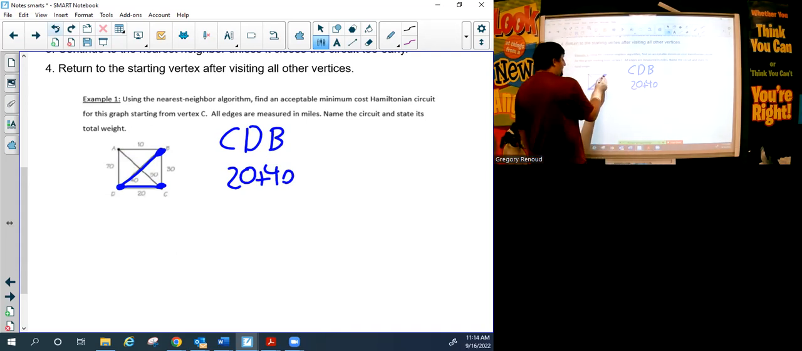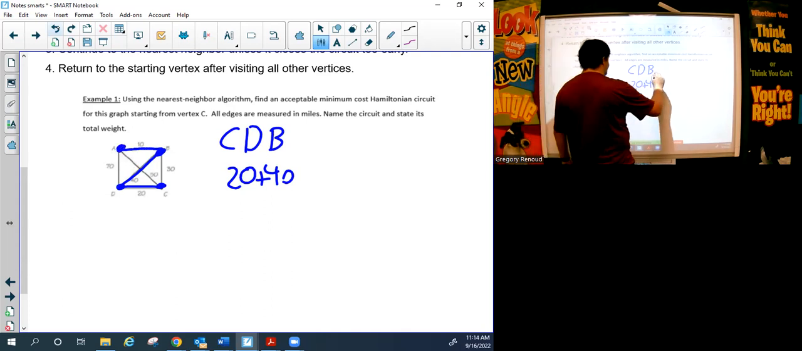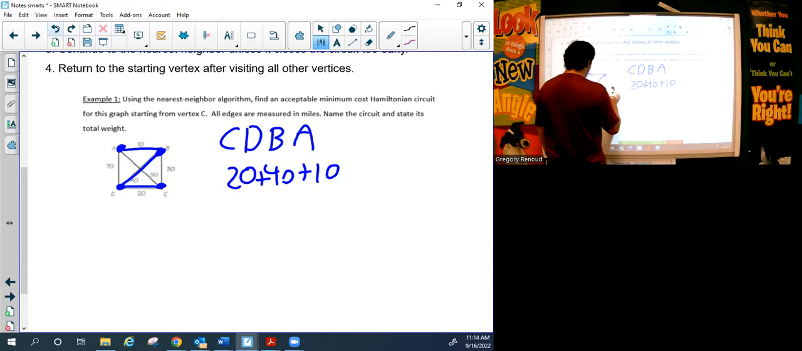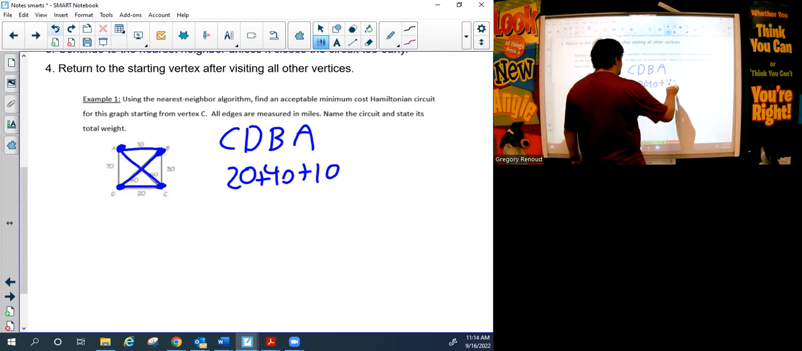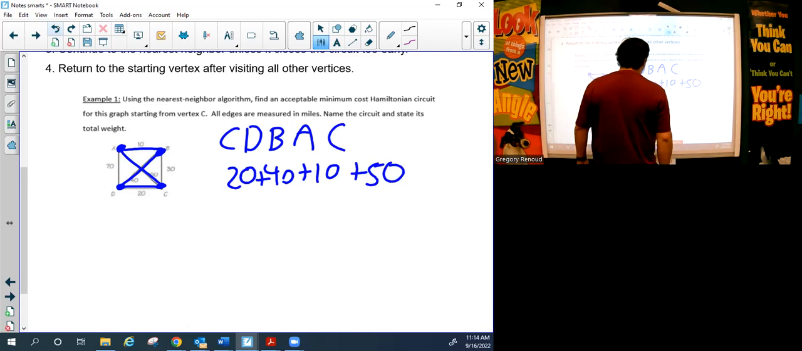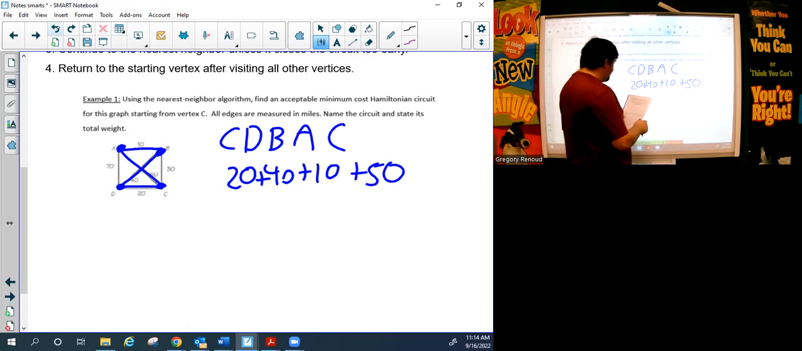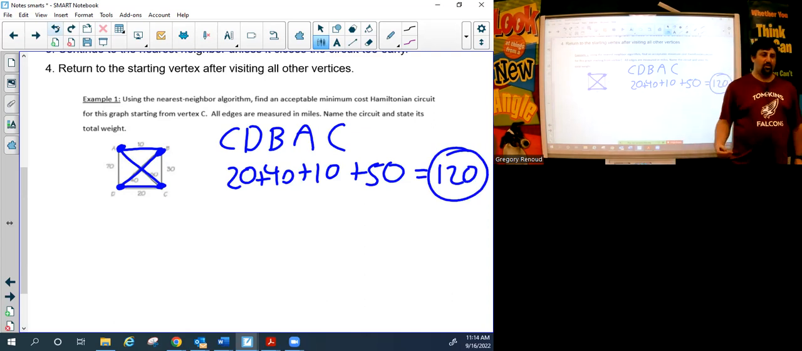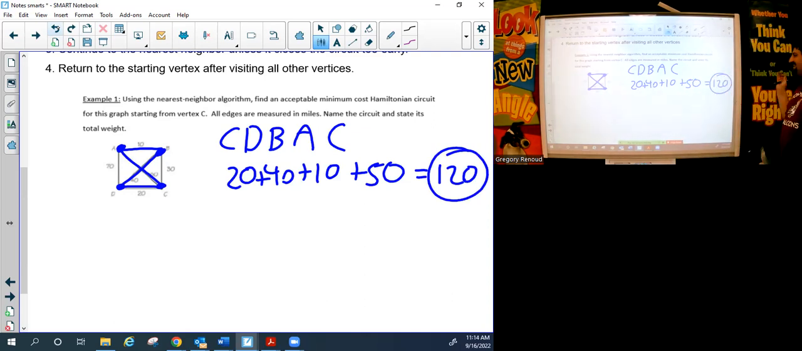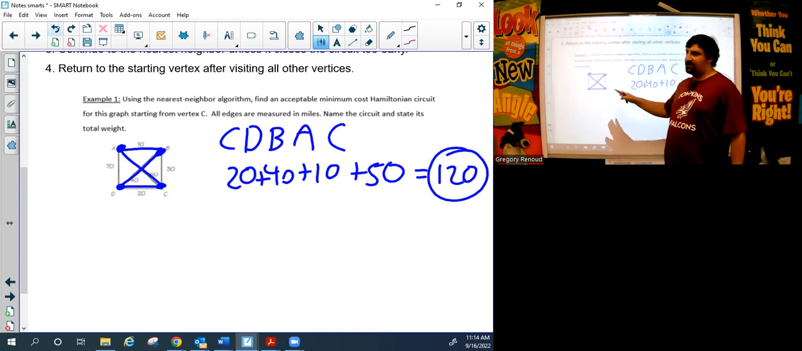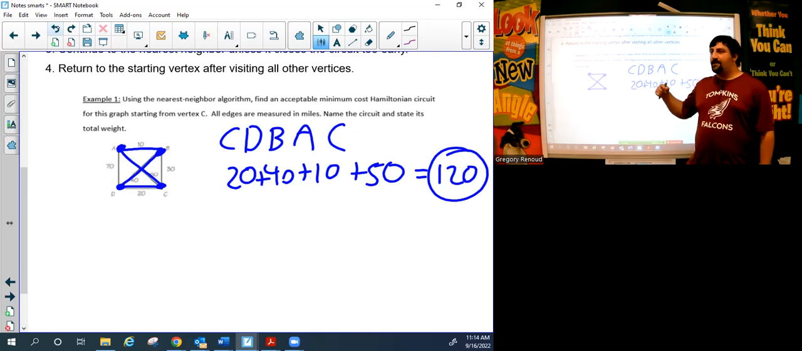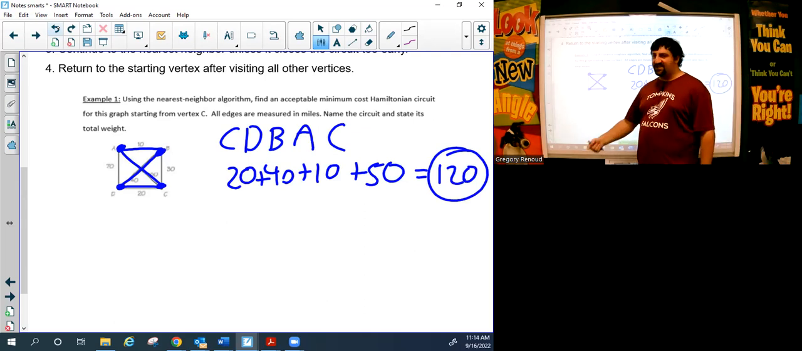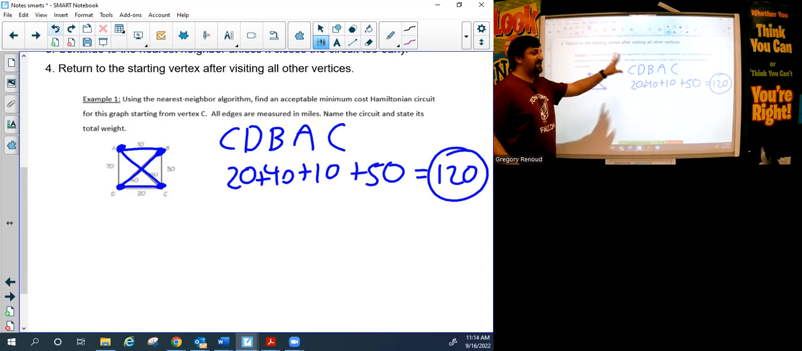And from B, it doesn't matter what the weight is. Our only possible stop is A. And then we finish off our circuit, going back to C, and that had a weight of 50. And so that all adds up to 120. So that's the weight of our nearest neighbor low-cost Hamiltonian circuit. Is 120 guaranteed to be the lowest possible circuit in our picture? Absolutely not. There might be lower ones, but we're not going to take the time to find every possible circuit. We are going to say this is close enough.